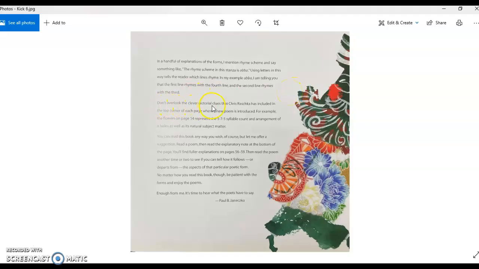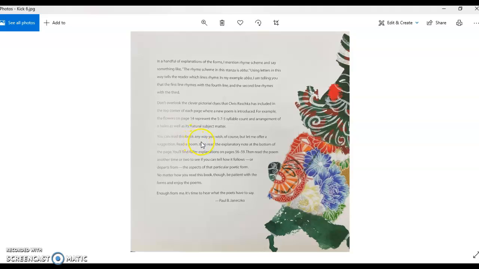Don't overlook the clever pictorial clues that Chris Roshka has included in the top corner of each page where a new poem is introduced. For example, the flowers on page 14 represent the 5-7-5 syllable count and arrangement of a haiku, as well as its natural subject matter.